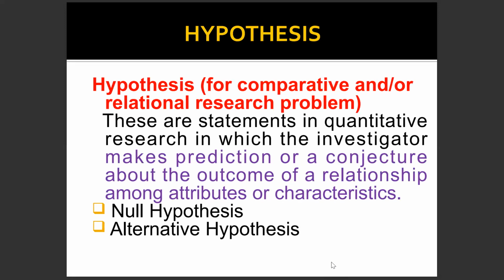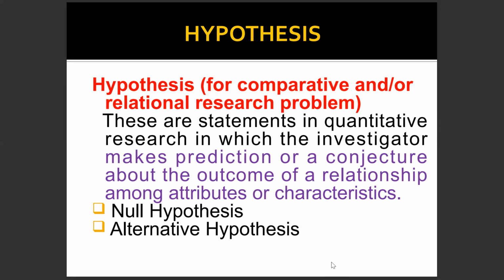The next part to be discussed will be our hypotheses. Hypotheses are for comparative or relational study or research only. These are statements in quantitative research in which the investigator makes a prediction or a conjecture about the outcome of a relationship among attributes or characteristics. We have the null hypothesis or the alternative hypothesis.